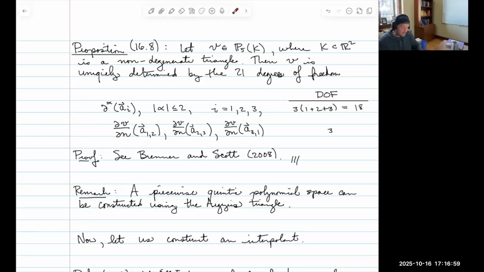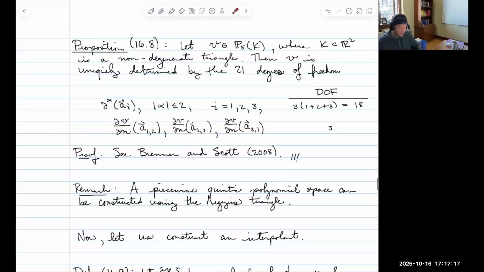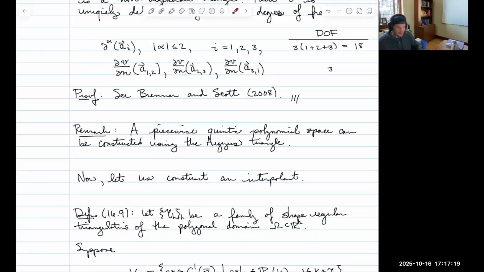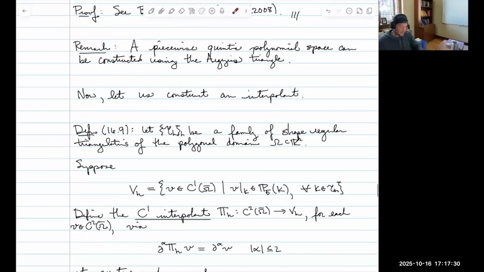Conversely, if I take information from a function and I specify it using these 21 degrees of freedom, then I can construct an interpolant that is a polynomial of degree 5. All right, so I'm not going to go into the details of this because even though I'm saying this, there's still a lot of complication that I'm sweeping under the rug. But the Argyris triangle is the key to constructing a C1 finite element space.